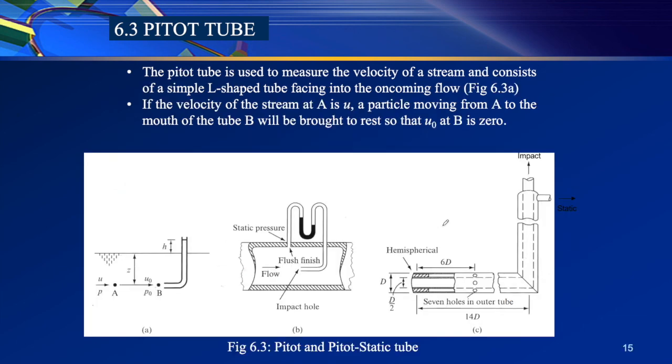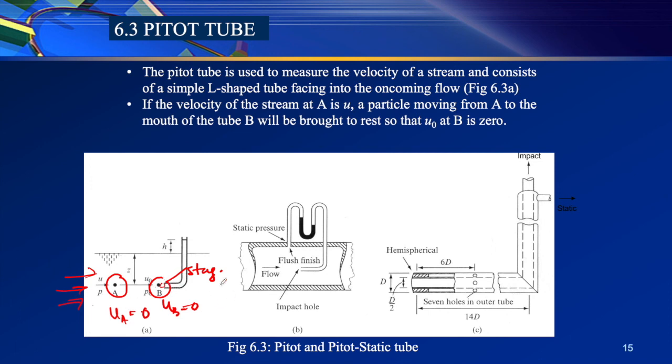So the Pitot tube is used to measure the velocity of the stream and consists of an L-shaped tube facing into the oncoming flow. Here, the oncoming flow is here. So this L shape will be put into the streamline, and the tip of the L will face the oncoming flow. If the velocity of the stream at A is u, a particle moving from A to the mouth of the tube B will be brought to rest, so that u2 at B is 0. In the beginning, uA is not equal to 0. When it approaches this L tip, it will stop. So uB is 0.